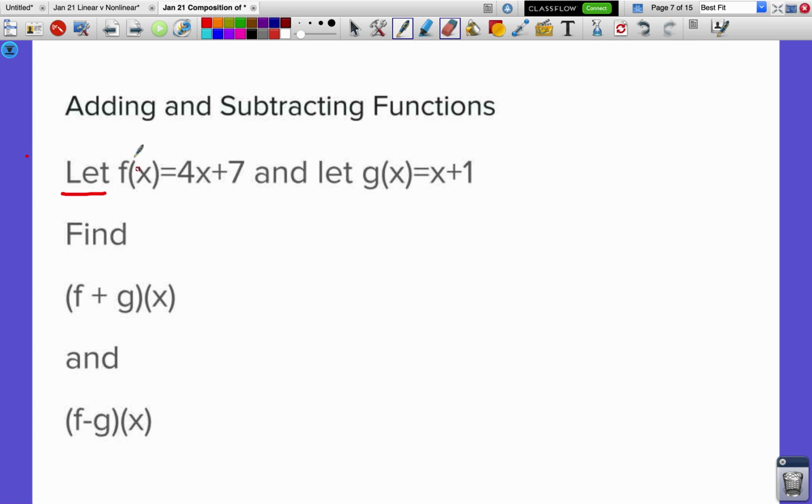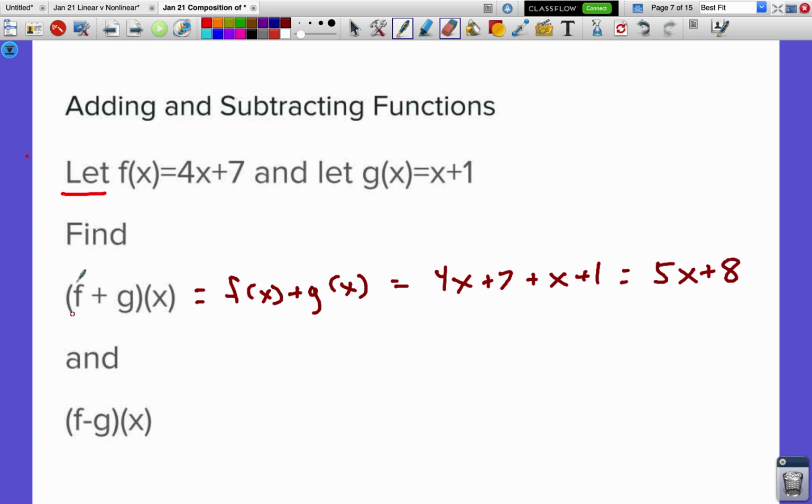All right, so f of x equals 4x plus 7, g of x equals x plus 1. Find f plus g of x. Well, this is the same as just doing f of x plus g of x. I'll substitute in their properties: 4x plus 7 plus x plus 1, and we get 5x plus 8. So f plus g of x equals 5x plus 8. It's still an expression. It's not a number because our input is still just the variable x.